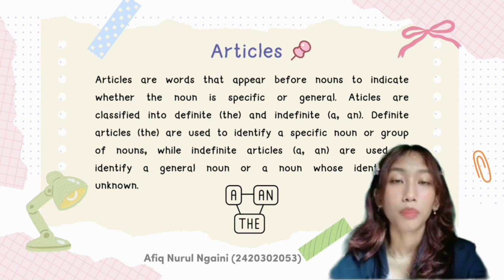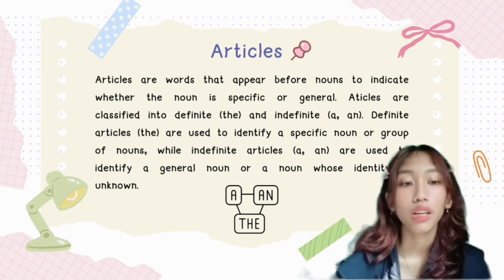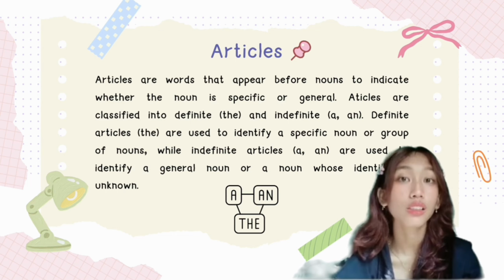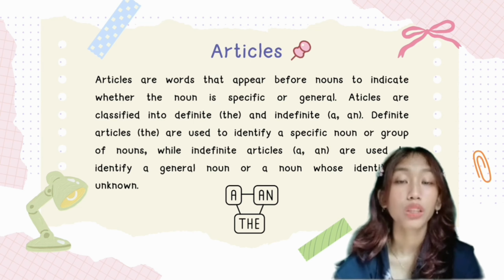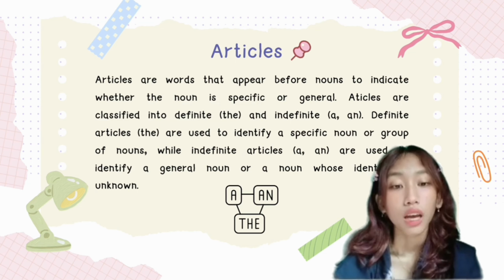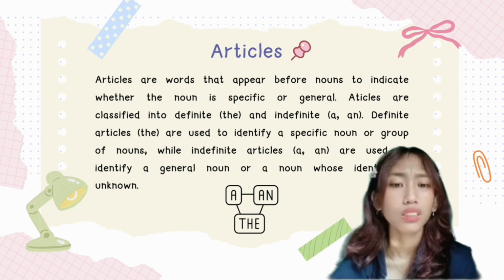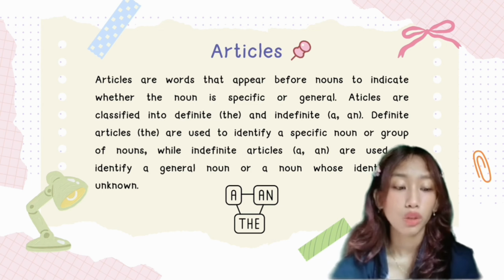Articles are words that appear before a noun to indicate whether the noun is specific or general. Articles are classified into a definite article, the, and indefinite articles, a and an. Definite articles are used to identify a specific noun or group of nouns, while indefinite articles are used to identify a general noun or a noun whose identity is unknown.